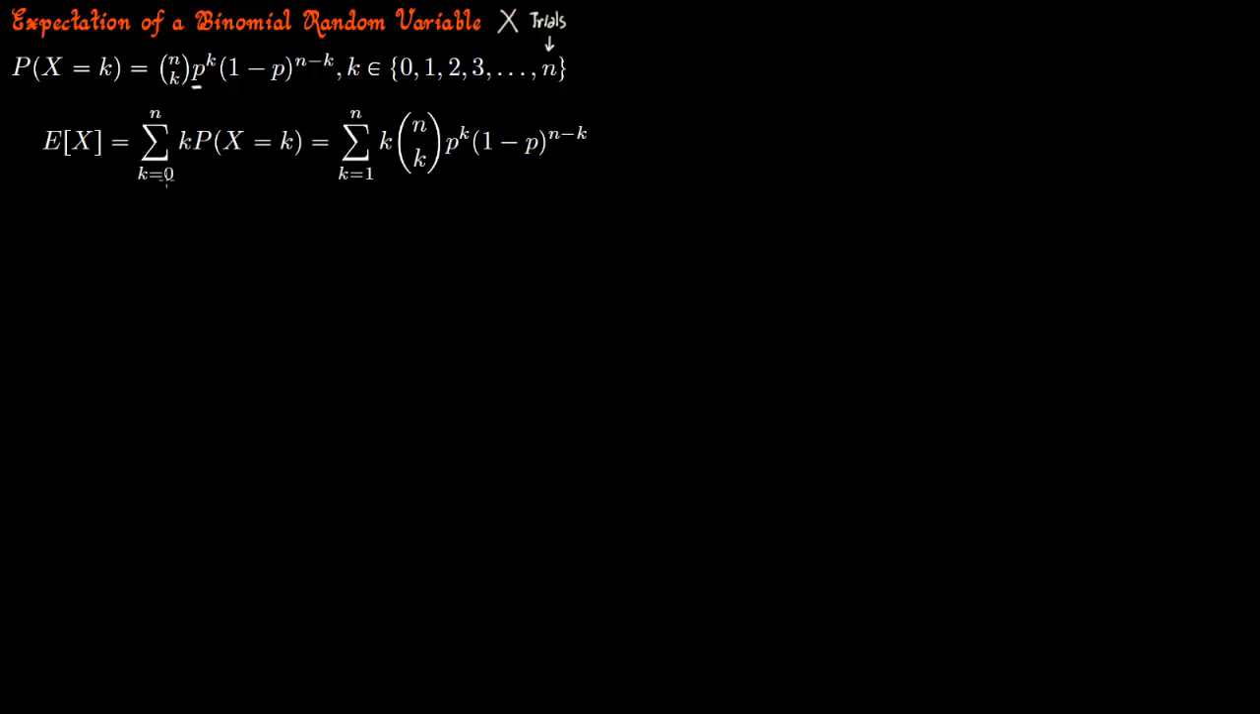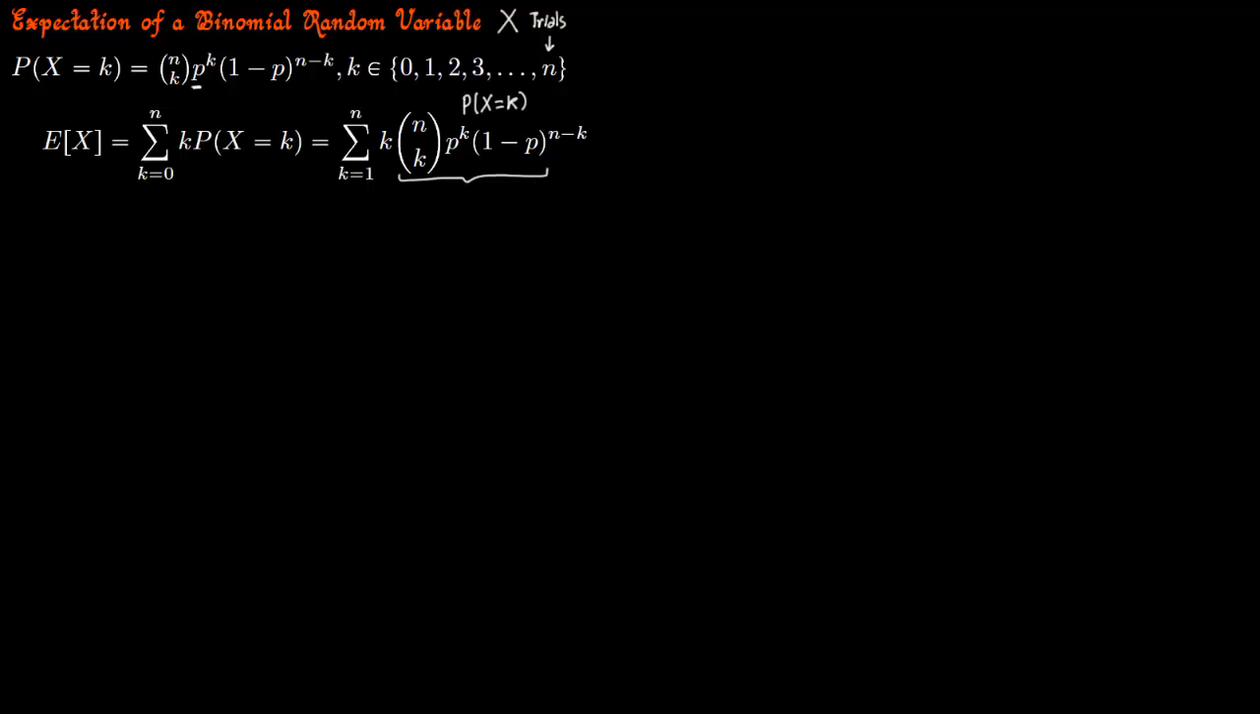So the expectation of the random variable X is equal to the sum over all the values 0, 1, 2, 3 all the way to n, of k times the probability that X is equal to k. Now when k is 0, you have 0 times the probability that X is equal to 0. Since you are multiplying with 0, that term will become 0, so it will not contribute anything. That is why we write this as summation k equals 1 to n of k times, and this is nothing but the probability that X is equal to k.